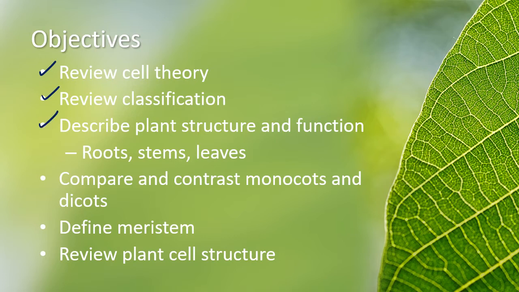We're going to describe some of the big plant structures and functions of those structures, focusing on the three big organs, the roots, the stems, and the leaves. We're going to compare and contrast monocots and dicots. We're going to define meristem. We're going to wrap up with a little review of plant cell structure.